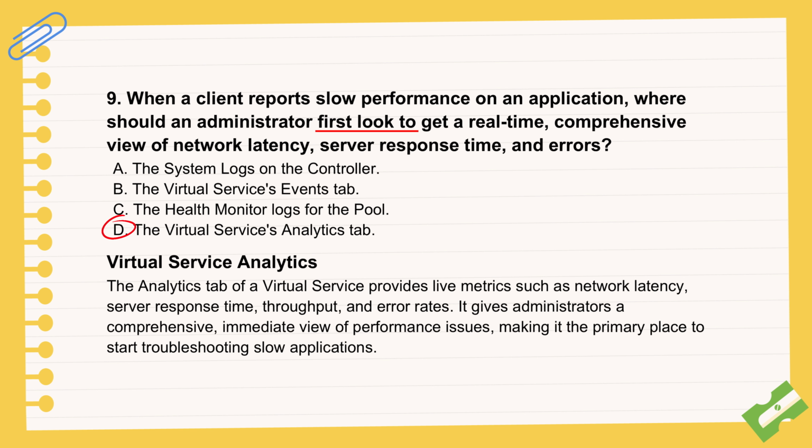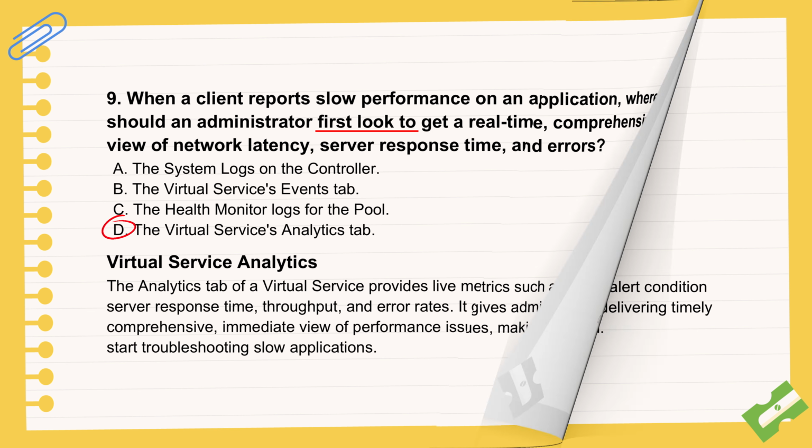Like what kind of metrics? Things like end-to-end timing, broken down into client latency, server response time, even application response time within the server, plus throughput, error rates, connection counts. So you can quickly pinpoint the bottleneck. Is it the user's network, the trip across the internet, the load balancer itself, or the back-end server? Exactly. Is latency high on the client side, or is the server taking ages to respond? The Analytics tab helps you differentiate that very quickly.